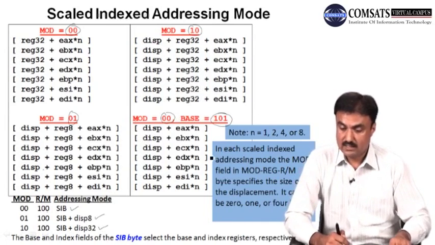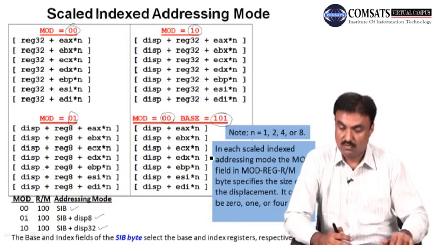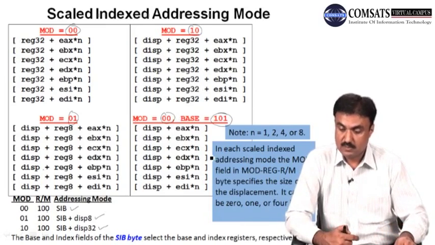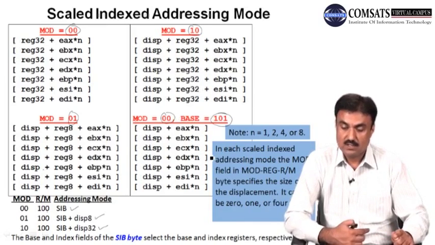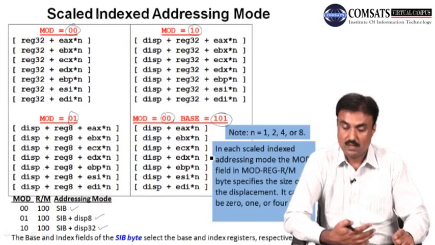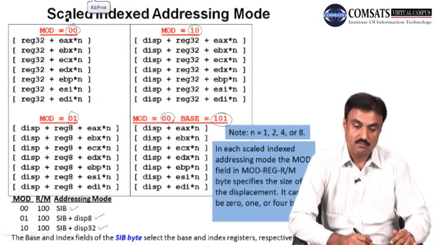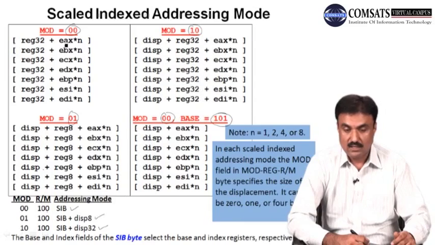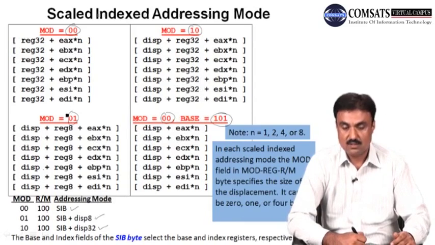So in each scale index addressing mode, the mode field in the mode register RM byte specifies the size of the displacement. It can be either 0, 1 or 4 bytes, and so on. If mode is equal to 00, here you can see it will use a 32-bit register plus EAX multiplied by n, and so on. So it can use either EAX, EBX, ECX, EDX, EBP, ESI, EDI, and so on.